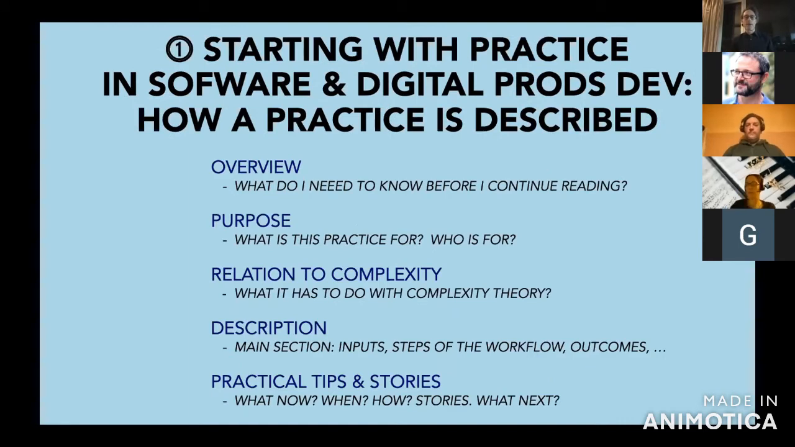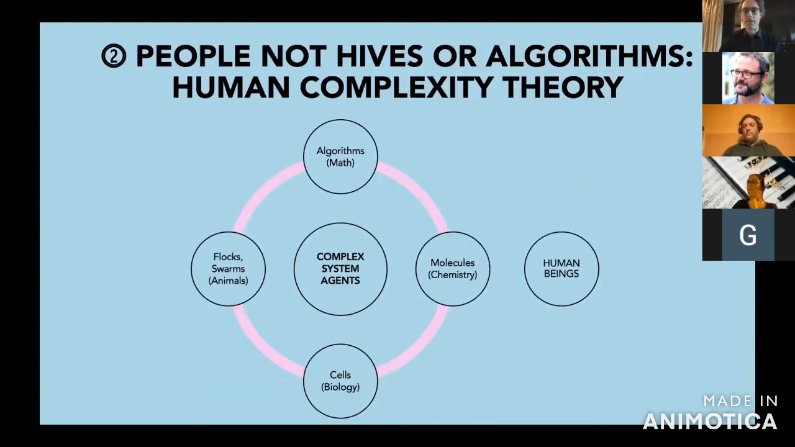I don't know if you noticed this description of the practical application that I've done. I just gave you some introduction, the basic concepts you need to know in order to understand the practice, in this case something about self-organization. Then I described the purpose: we want to try to orient self-organization toward beneficial and positive outcomes. I told you that self-organization is related to complexity theory, and then I described how it works. Doing that, I also added some practical tips and stories. This is a good format to describe a practical application of complexity theory. If you are familiar with software design patterns, there is a way to document a software design pattern. There is a model, and this is a good model that is also good for complexity practices.